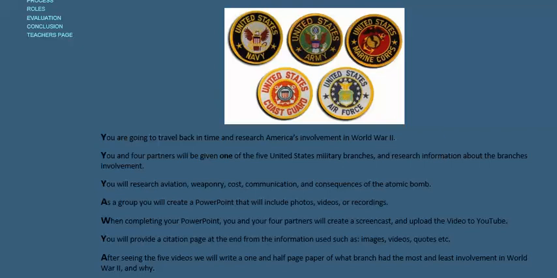When they're finished with their PowerPoint, they're going to create a screencast and upload it to YouTube. They're going to have to provide citations for the images and the research that they're using. And after, we're going to watch all 5 videos, and we're going to do a 1.5 page paper on which branch had the most and least involvement in World War II and why.